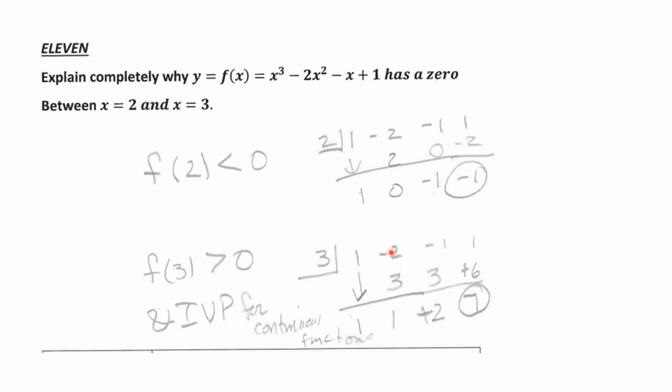Number 11, the explanation is using the intermediate value property for continuous functions. You demonstrate that f of 2 is minus 1, it's less than 0, and f of 3 is greater than 0, and you explain that the intermediate value property says there has to be a 0 in between.